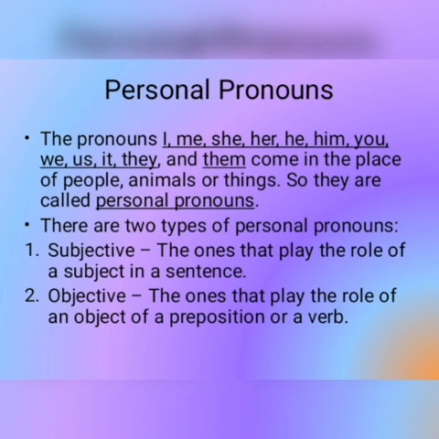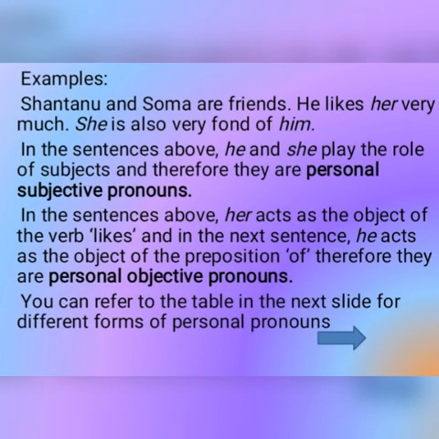Now, personal pronouns are of two types, subjective pronouns and objective personal pronouns. You know what a subject and an object is? Subject is a thing or a person in a sentence about which we are talking. Subjective pronouns are the ones that play the role of a subject in a sentence, and objective pronouns are the ones that play the role of an object of a preposition or a verb. Object होता है बेटा the person or thing that receives the action of the verb. Now let us know about them in detail.